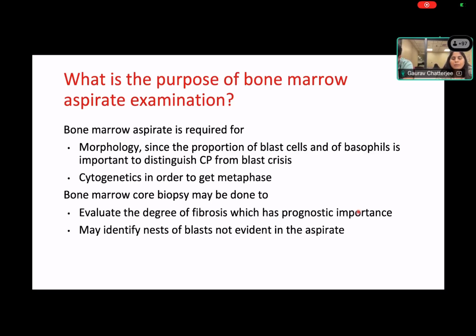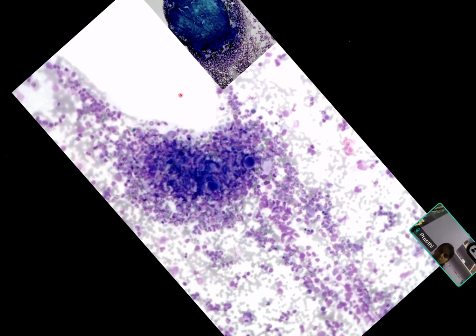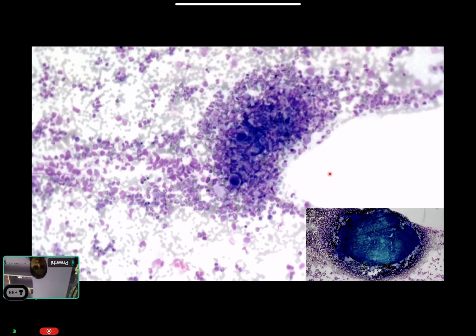So apart from that, biopsy will also help us to look at fibrosis, and biopsy may also identify nests of blasts. So here in the bone marrow aspirate, what is the finding? Preeti, would you like to describe? Yes, ma'am. In the bone marrow aspirate, we are able to see a cellular particle. So this age was 50 something. So cellular means, do you want to commit to hypercellular, hypocellular? Hypercellular. It is a hypercellular aspirate.